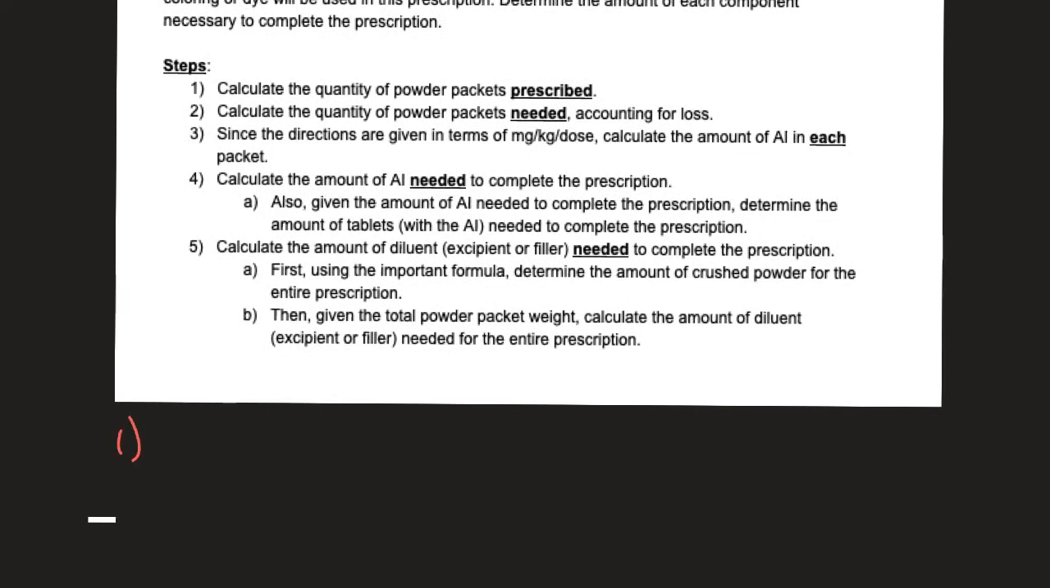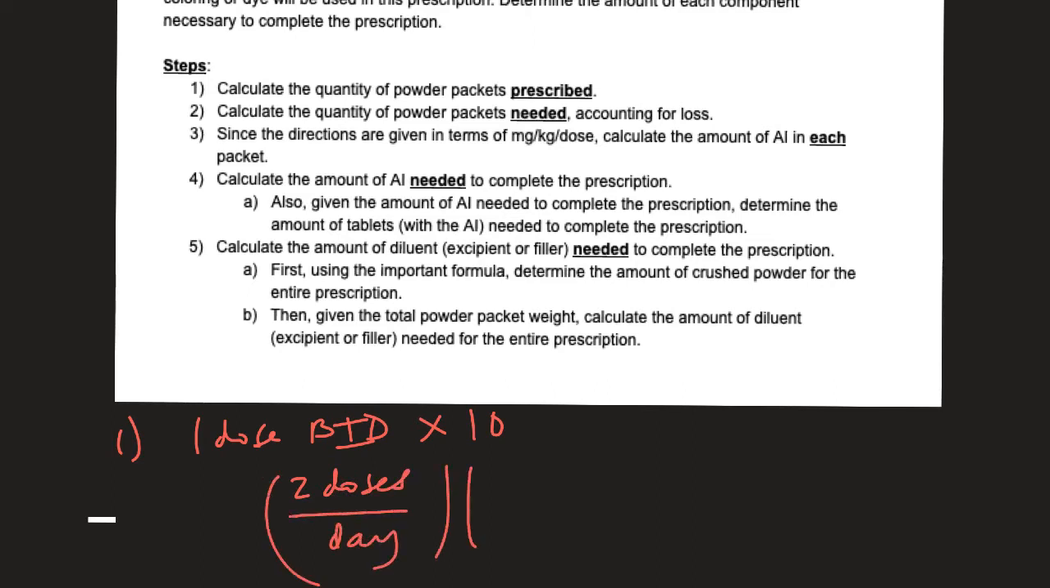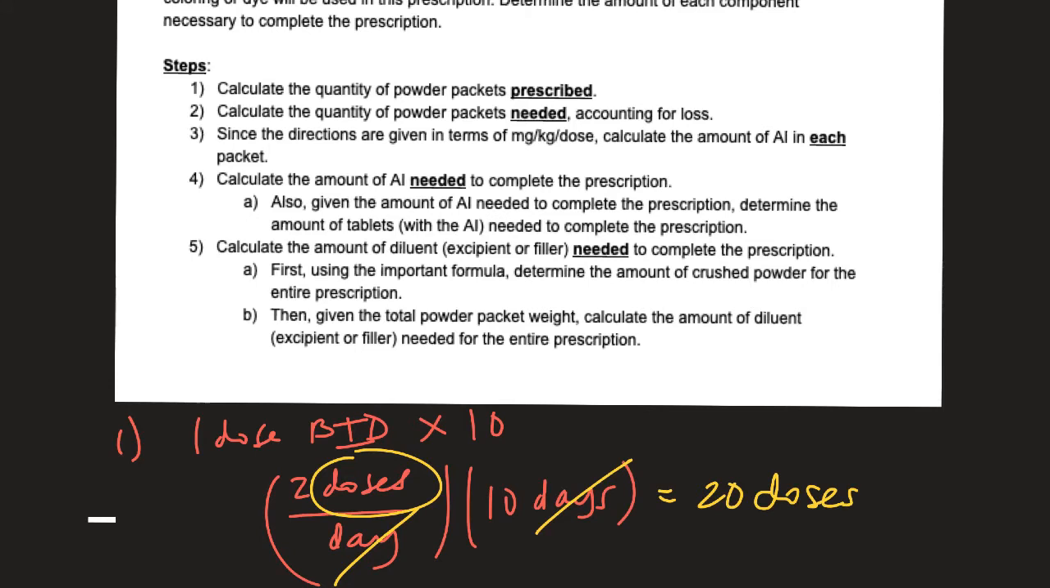So step 1: dose BID for 10 days gives you 2 doses per day times 10 days. And I write it like that, so days cancels out in the numerator and in the denominator to give you 2 times 10, 20, leaving you with unit of doses. So 20 doses, or 20 powder packets prescribed.